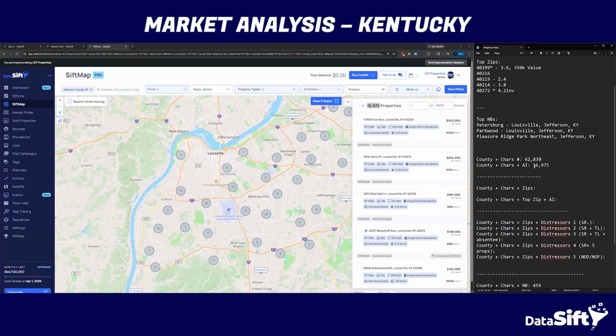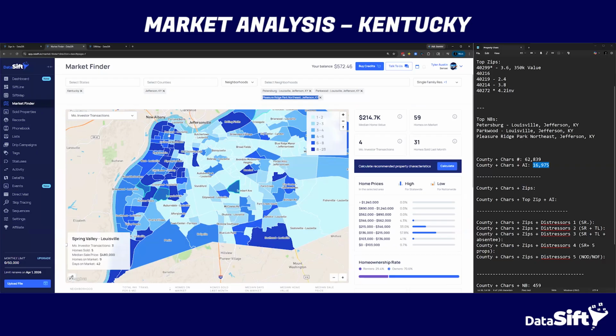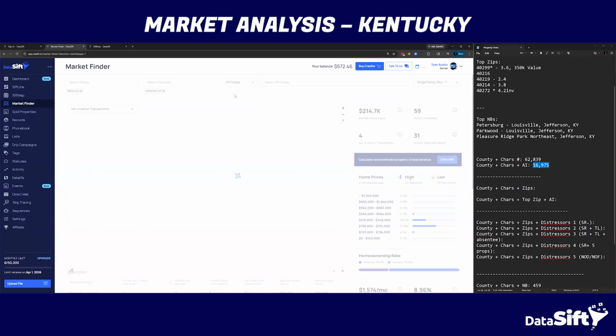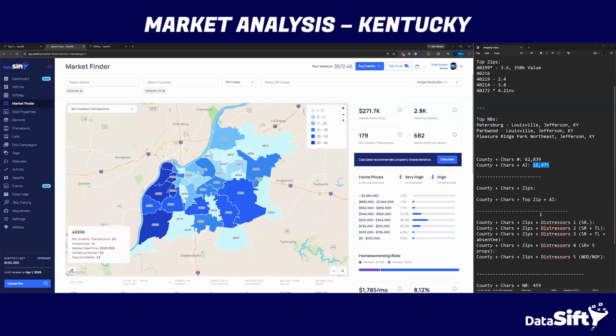But of these 16,000, what we already know based on what we've seen in Market Finder is that I don't care about some of these neighborhoods or some of these zip codes, right? So now I'll do the same exercise, but I'll do it at a zip code level.